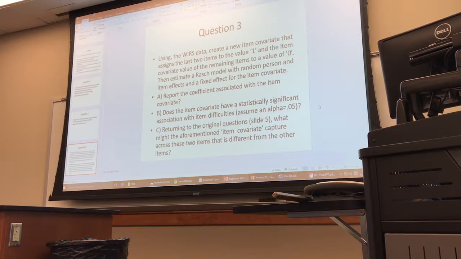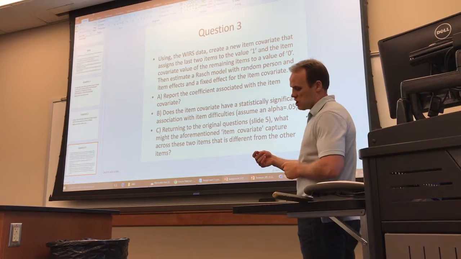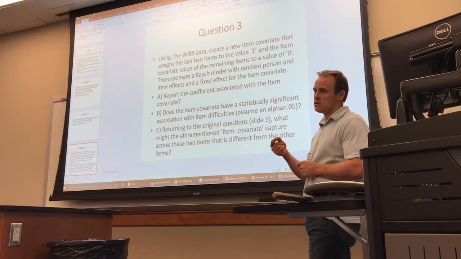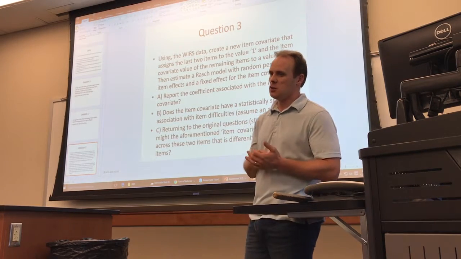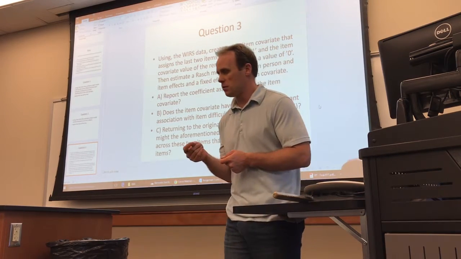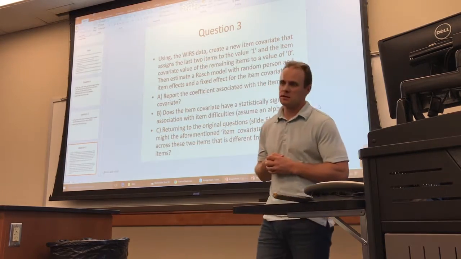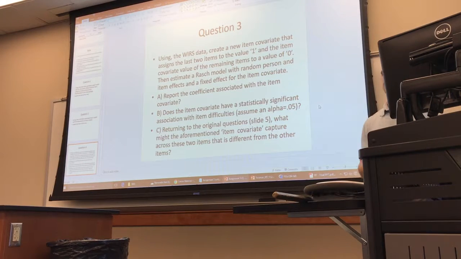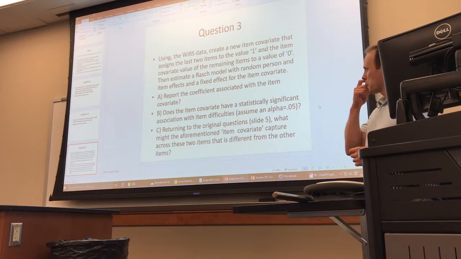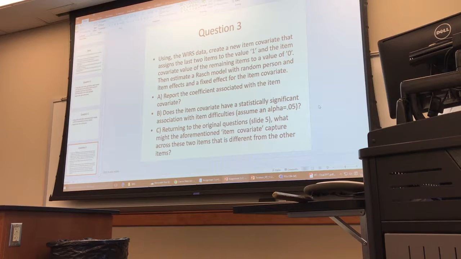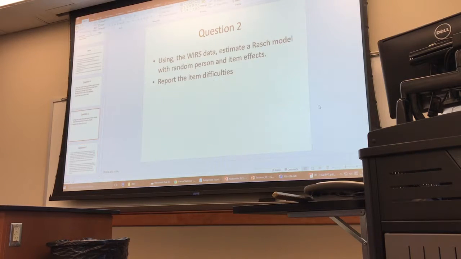So going back to our questions, report the coefficient associated with the item covariate. In this case, it's 0.66. So a 1 unit change in the item covariate, in this case going from a non-union referenced item to a union referenced item, is associated with a 0.66 unit change in the log odds of answering that item correctly. Does the item covariate have a statistically significant association? No. Returning to the original question on slide 5, what is it about these?